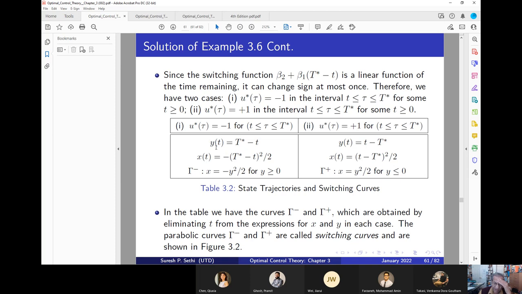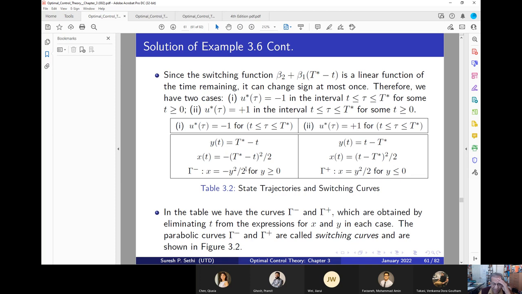And then once you have y, we integrate x dot is y, so this would be a quadratic of that, so it's minus the square of that divided by 2. So these are basically two simple differential equations. We solve that, and when you solve that, I can eliminate t star minus t. If I eliminate time, then I get this equation.